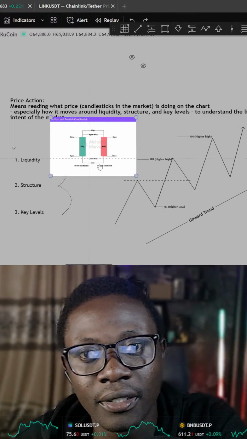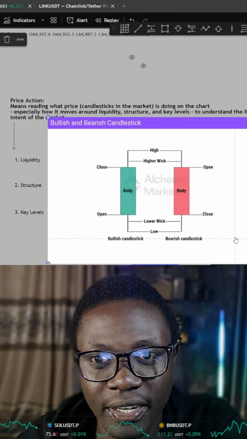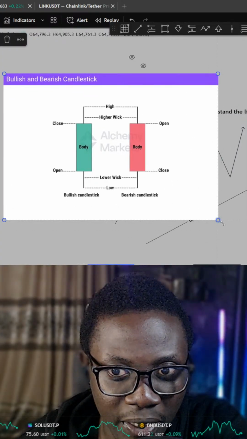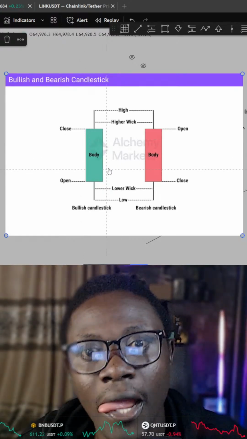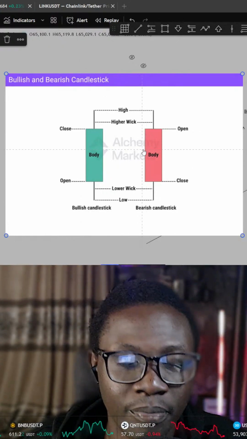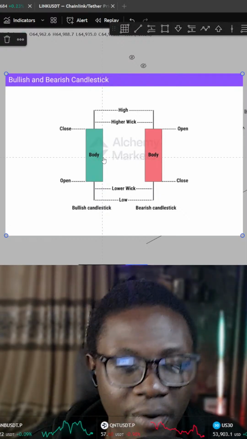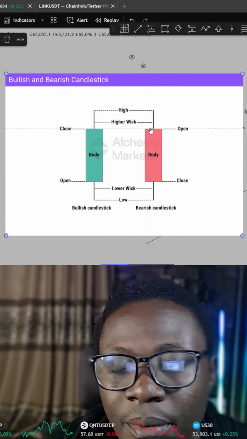So what you're going to be seeing right now, look at that. I just picked this from the internet. If there are copyrights, they're all there. But this is a typical bullish candle, it's green. A typical bearish candle is red, right? That's what you see.